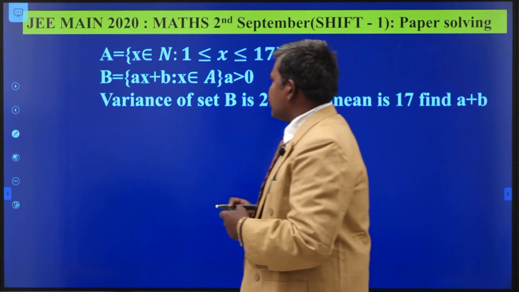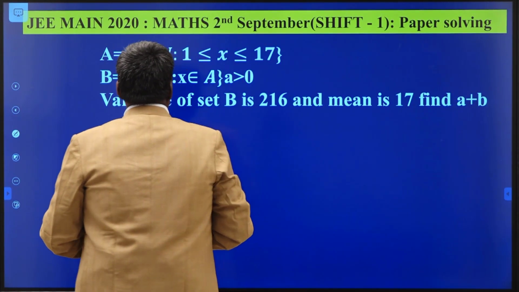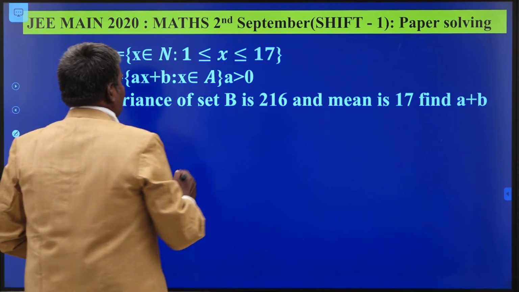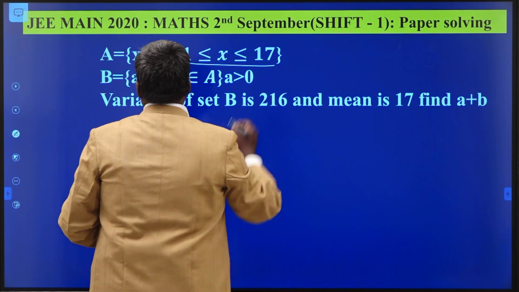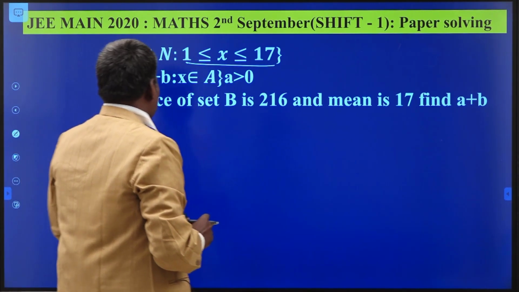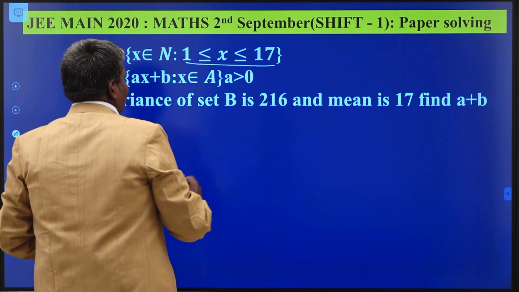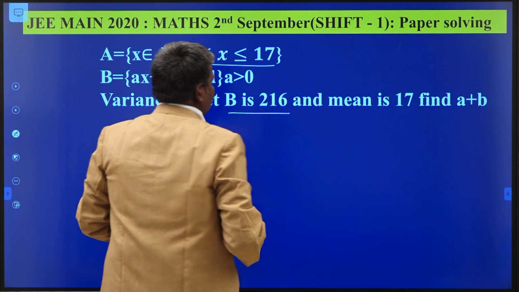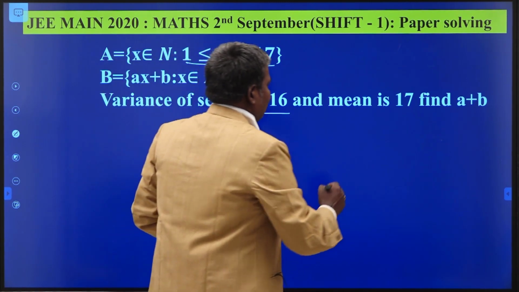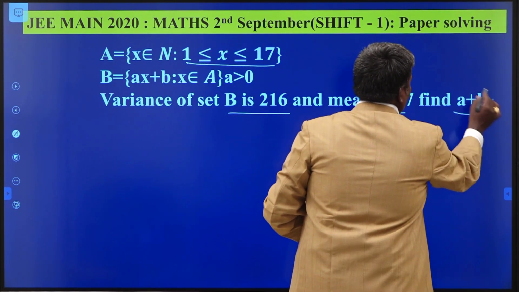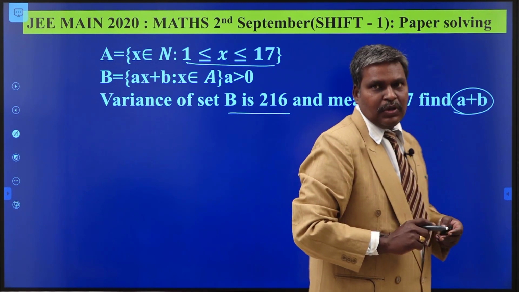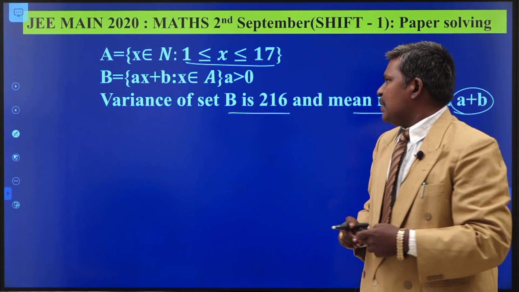A is equal to the set of all x belongs to N such that 1 less than or equal to x less than or equal to 17. B is equal to ax plus b such that x belongs to A, a greater than 0. The variance of the set B is 216 and the mean is 17. Then you have to find out the value of a plus b.